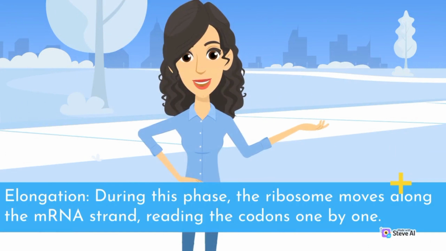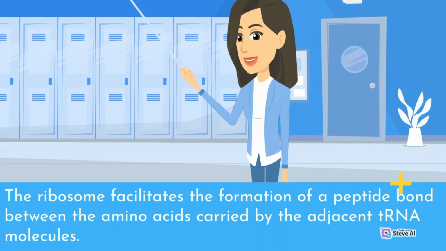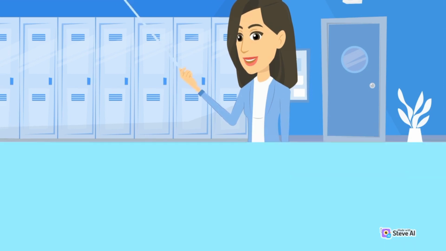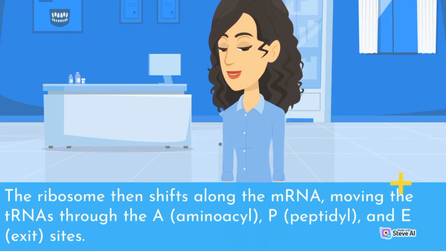Elongation: during this phase, the ribosome moves along the mRNA strand, reading the codons one by one. Each incoming codon is recognized by a complementary anticodon on a specific tRNA molecule. The ribosome facilitates the formation of a peptide bond between the amino acids carried by the adjacent tRNA molecules. The ribosome then shifts along the mRNA, moving the tRNAs through the A (aminoacyl), P (peptidyl), and E (exit) sites.